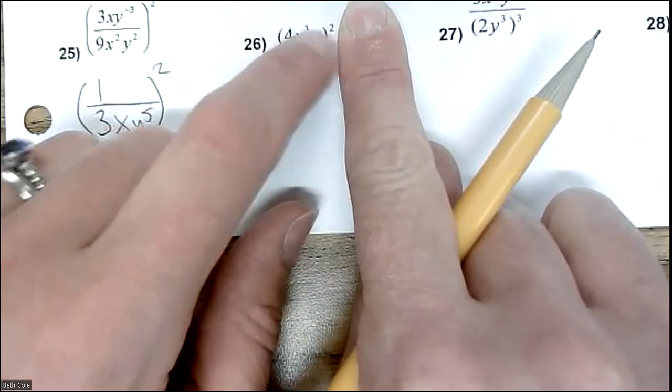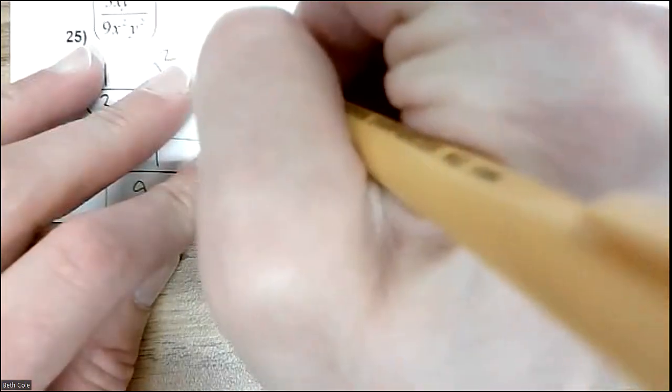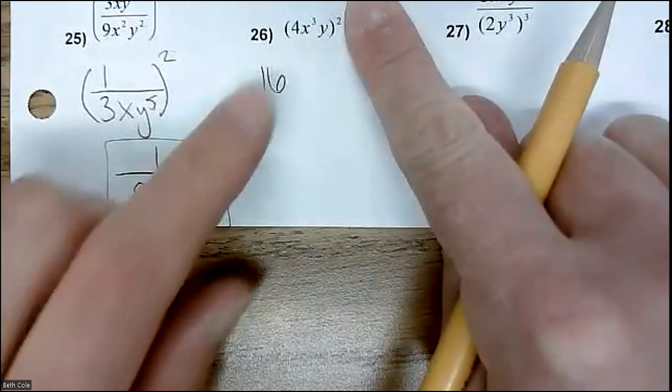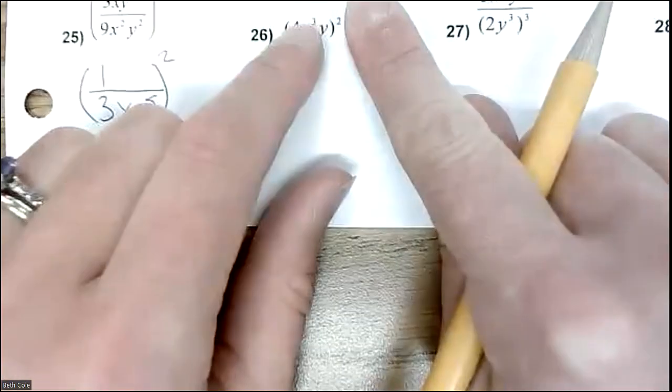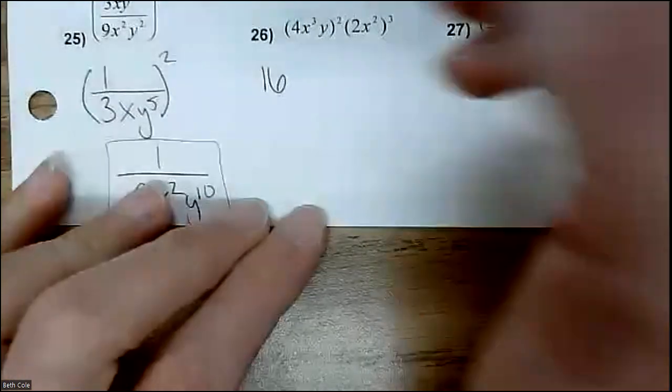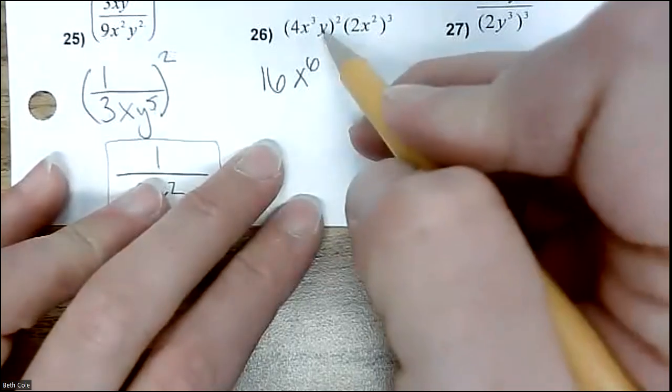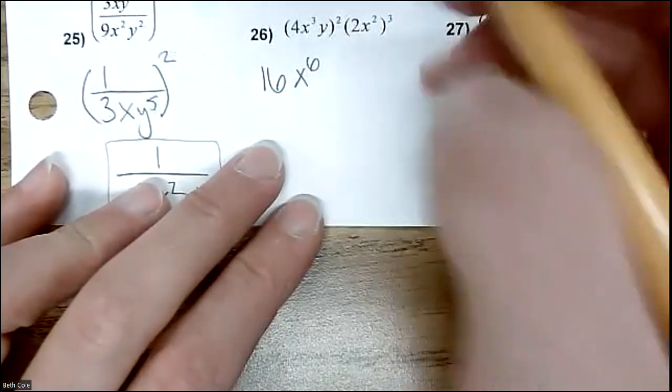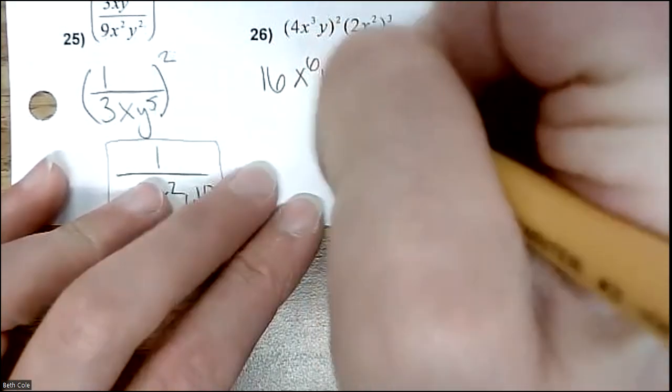All right, look at just this first part. Do you see how it's all of this being squared? Okay, 4 squared is 16. Power to a power means you multiply. So it'll be x to the 6. 3 times 2 is 6. And then it'll just be y to the 2nd. All right, that's the first part.